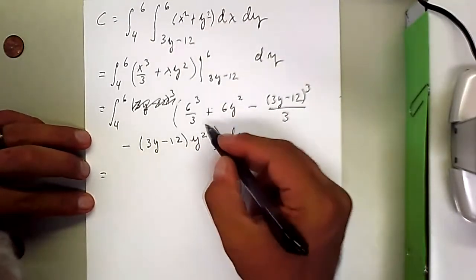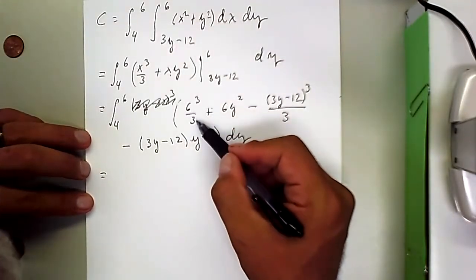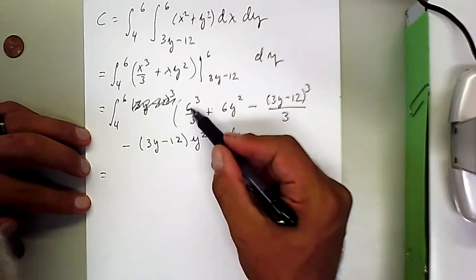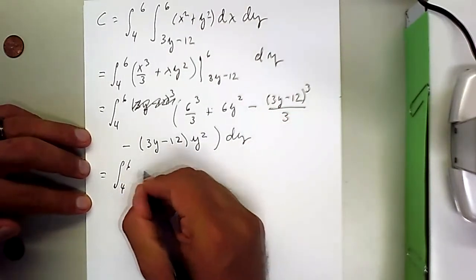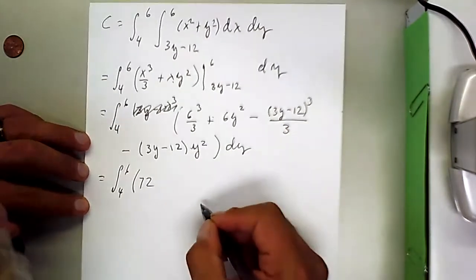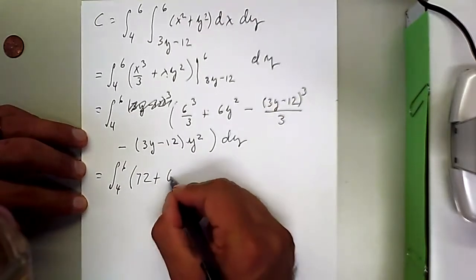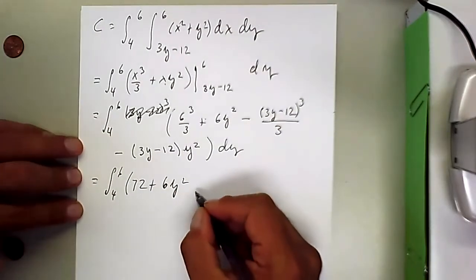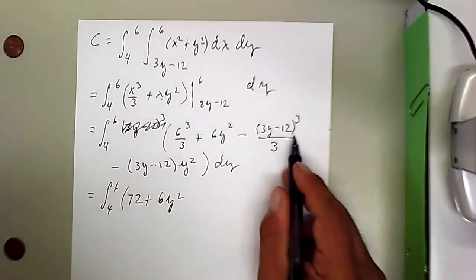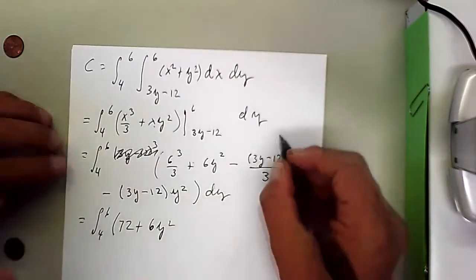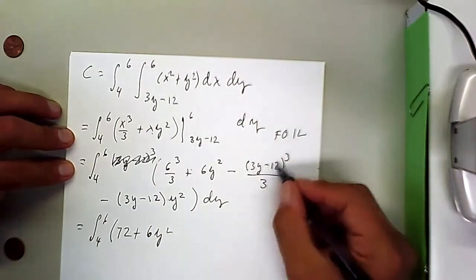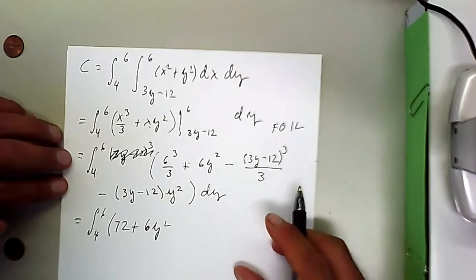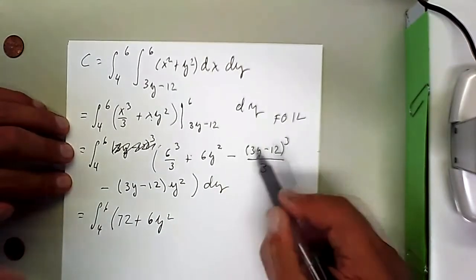So 6 simplifies with this, and we end up with 2. So we got 36 times 2, 72. 4 to 6, 72. Plus 6y squared. There's not much to do with that. Here, we can FOIL that out. Again, I'm using FOIL as a verb, but it's really multiply that out. Yeah, so let's multiply that out.